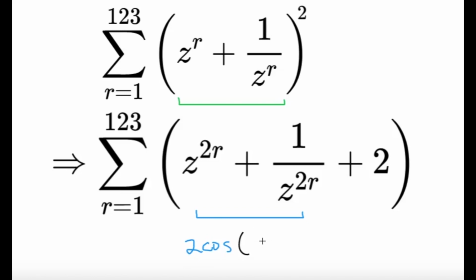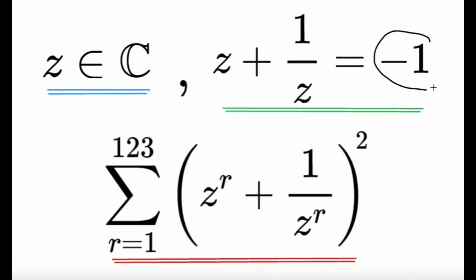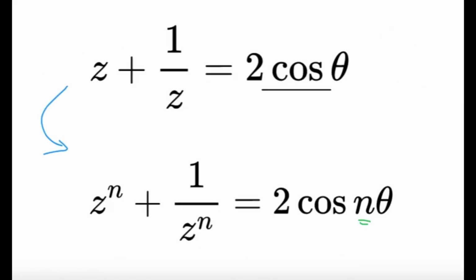of 2r theta. Now, we will be able to get theta in a while. How do we get theta? Since we're given that z plus 1 over z equals -1 as per the given, and that equals 2 cosine theta, we can get from this part that cosine theta should equal -1/2.